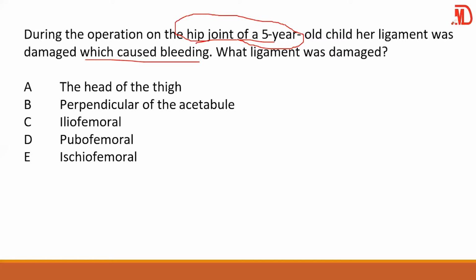Now, femur also means the thigh bone, isn't it? So here we're looking at the head of the thigh bone, and this ligament is located in the hip. So here, A should be our likely answer, the hip joint. You're thinking of the head of the femur.